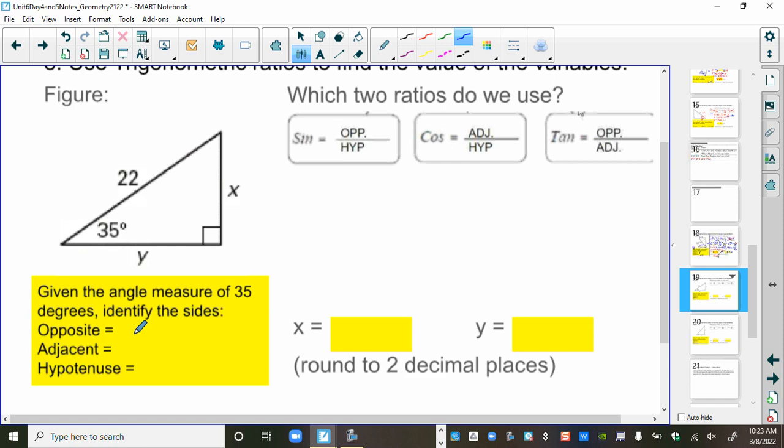All right. What's given to us? Just like before, we need to find X and Y. So what's the opposite? Look at your angle. Adjacent is Y here. That's your adjacent side. There's your hypotenuse. There's your opposite. So which two are we going to use?